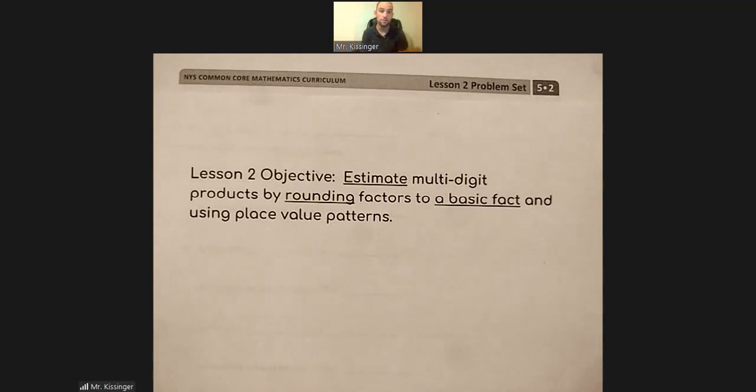In our case, we're going to try to round to at least a factor of 10, so we have a 0 at the end of our number. Sometimes we might round to a factor of 100 or a factor of 1000, but we're going to make those numbers easier for us to multiply together.